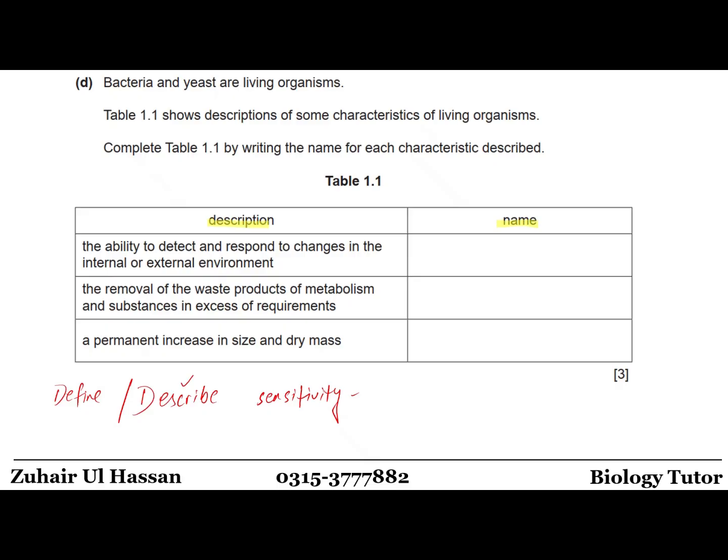There are also other types of questions we will be discussing after this question. So the first description says ability to detect and respond to the change. So that is sensitivity. Removal of waste product, removal of substances in excess of requirement. This is excretion. Permanent increase in the size and the dry mass, that is growth. So this is about one of the questions that is there in the form of theory questions from topic 1.1.